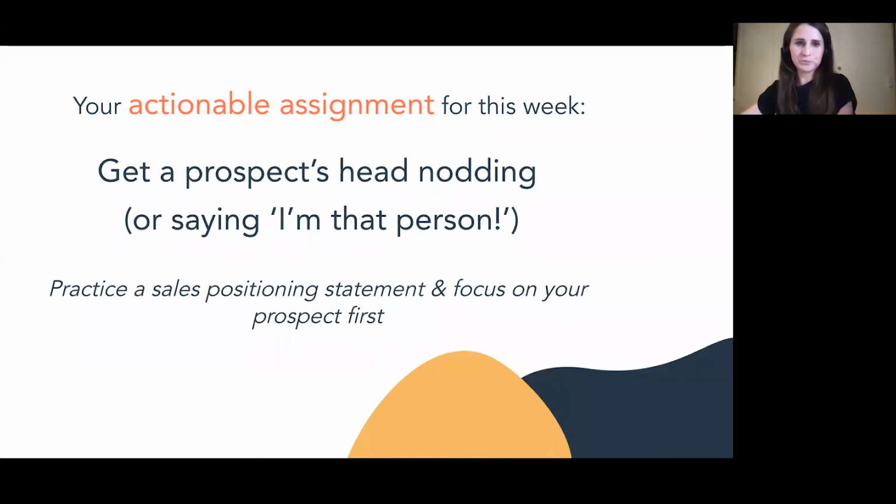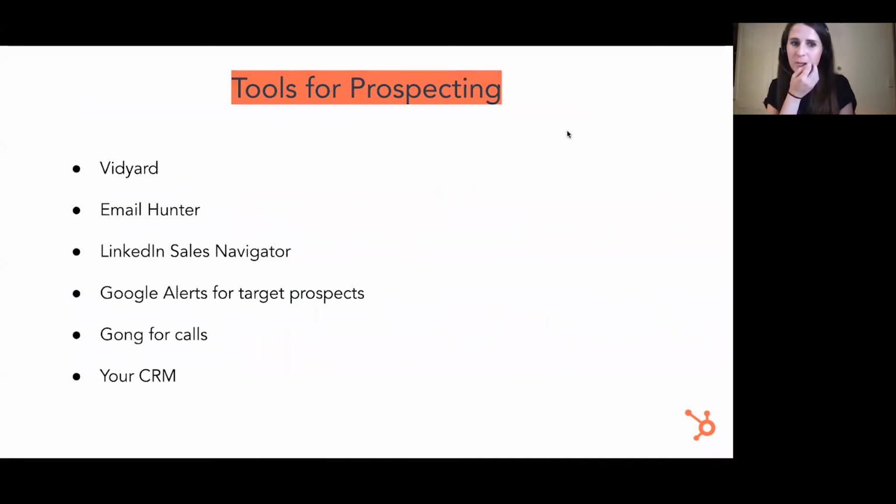So think about that assignment. And then just some examples of tools to use for prospecting. I touched on this a bit earlier, but Vidyard is a really useful one. So using video in your prospecting, video can be used throughout the sales process, but at HubSpot, we find it particularly useful in that prospecting stage.